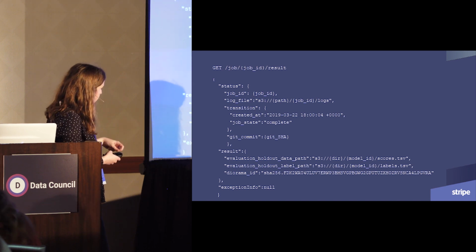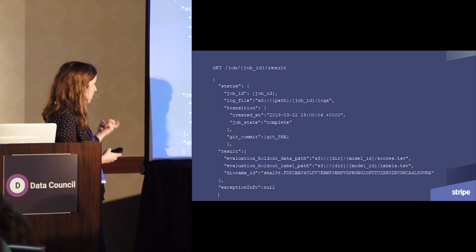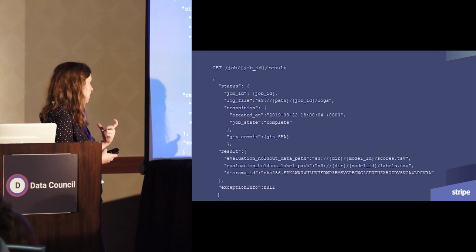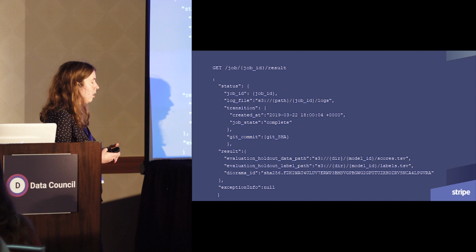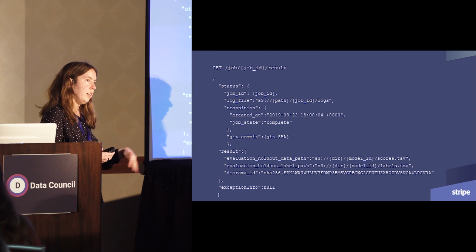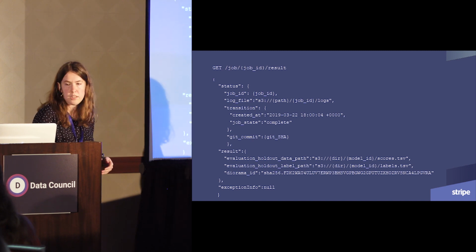And then there's an exception info field, which here is null because this completed successfully, but if your job failed for some reason, this will give you a lot of information about why, and maybe a link to the full error traceback or something like a Sentry page.